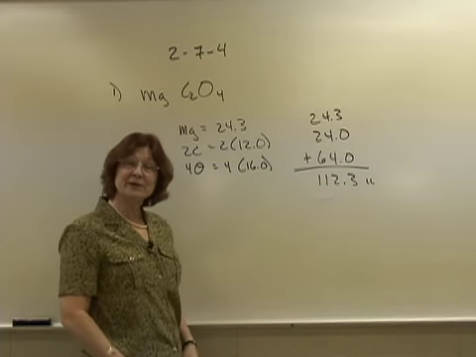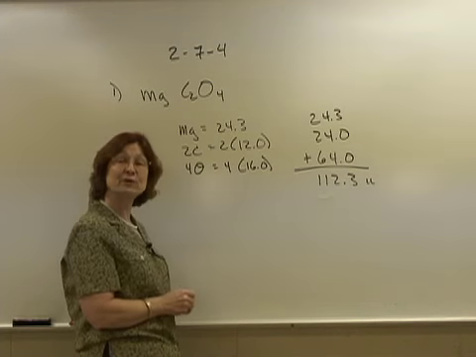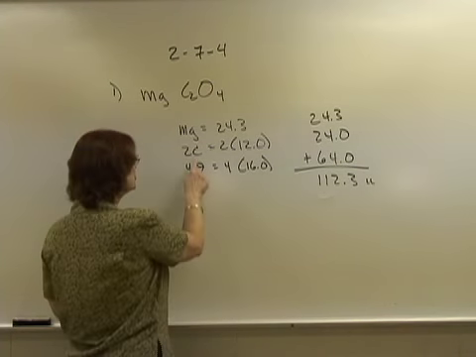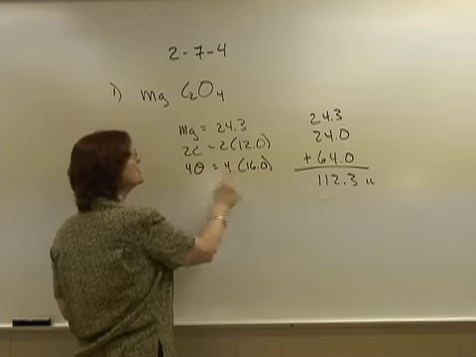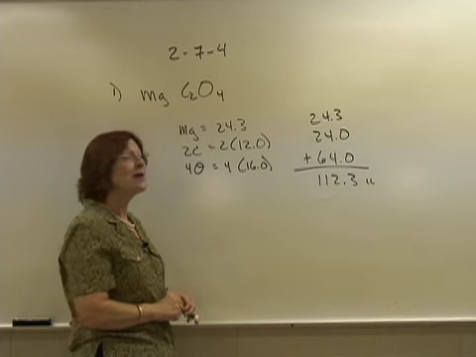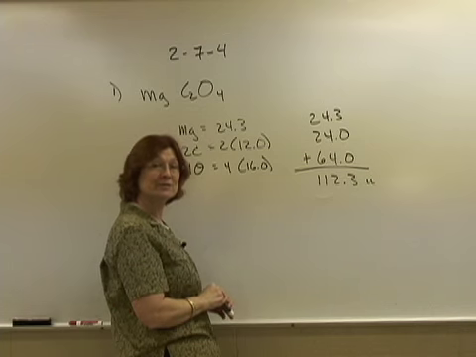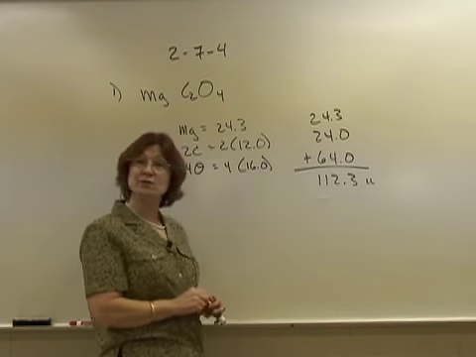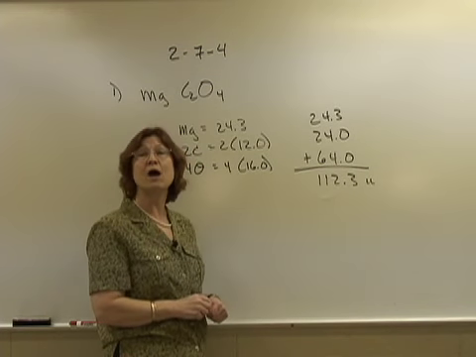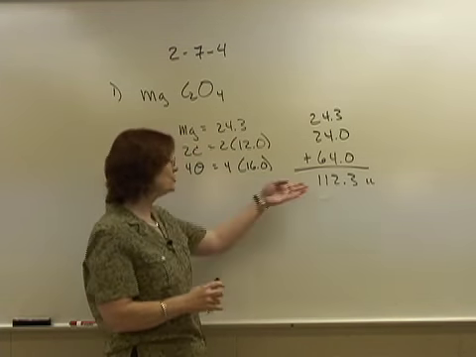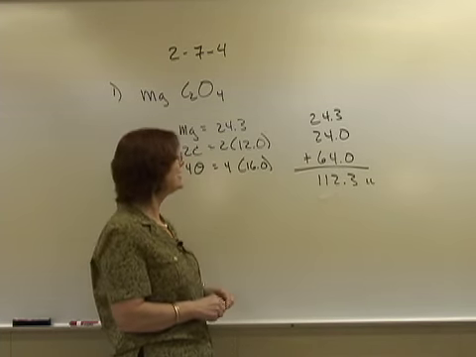Now I must get the formula mass, the gram formula mass. I have 1 magnesium with a mass of 24.3 that I get on the periodic chart, and 2 carbons, and each carbon has a mass of 12.0, and 4 oxygens, and each oxygen is 16.0. Now I do the math again, and I come up with 24.3 for the magnesium, 24.0 for the 2 carbons, and 64.0 for the 4 oxygens. I add them up, and my total gram formula mass for this compound is 112.3 AMU.